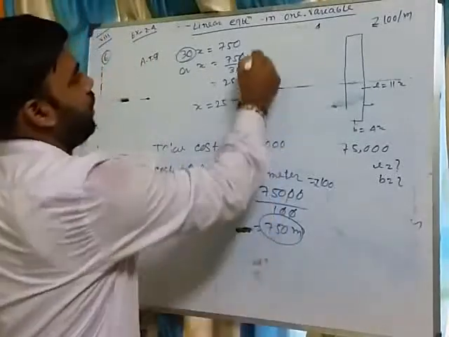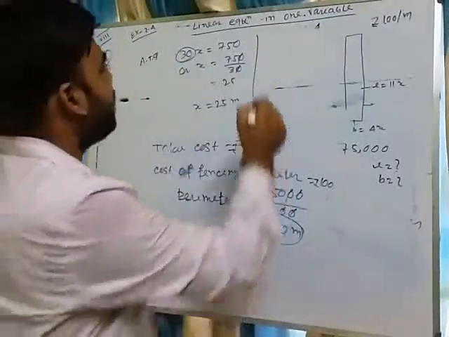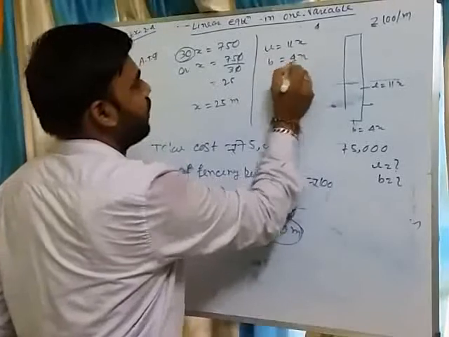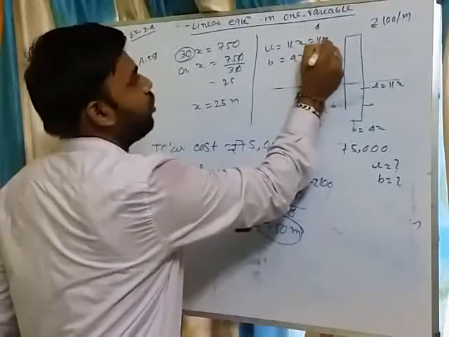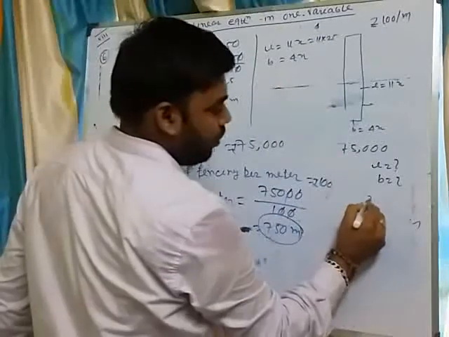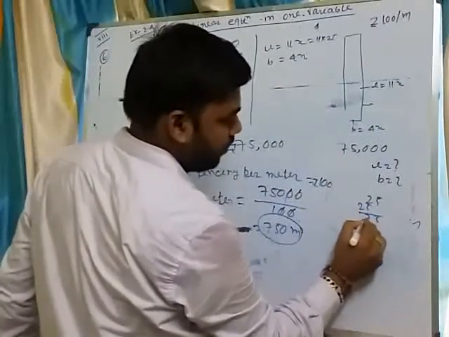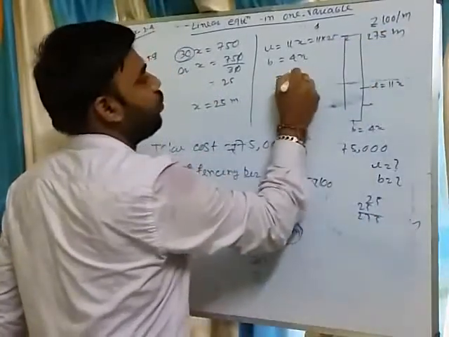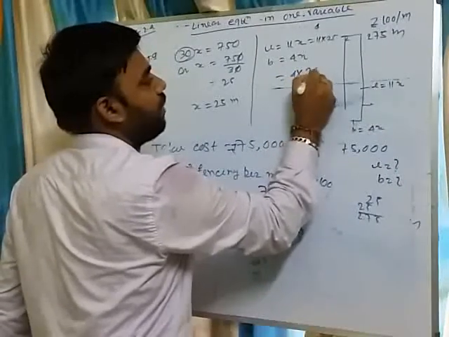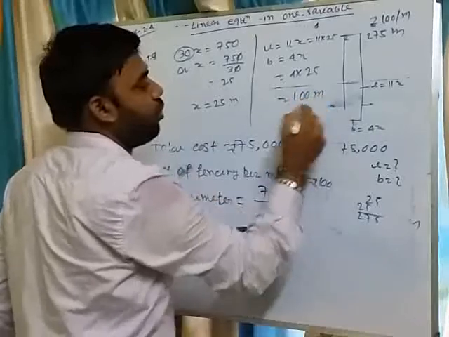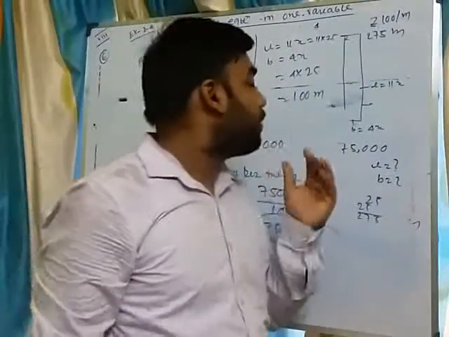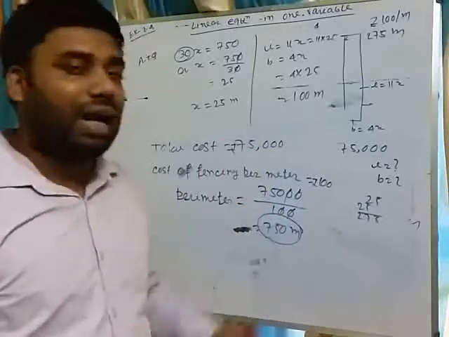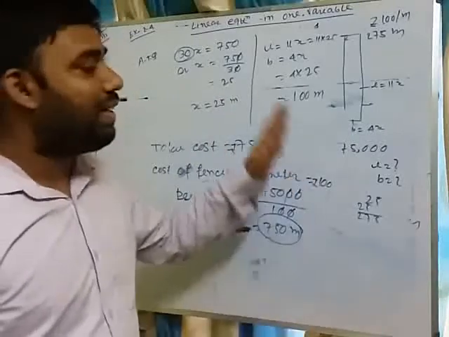So we took earlier the length equal to 11x and breadth equal to 4x. So the length will be 11 into 25, that is 275 meter, and the breadth is 4 into x, that is 4 into 25, that is 100 meter. So the dimensions of that rectangular plot are length 275 meter and breadth 100 meter.